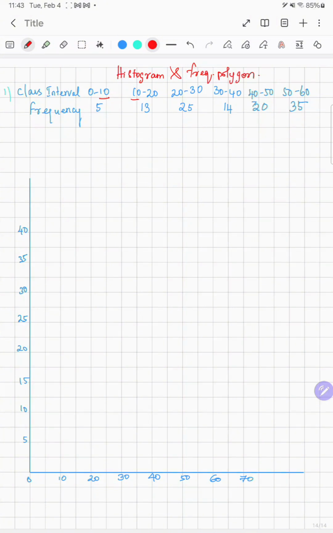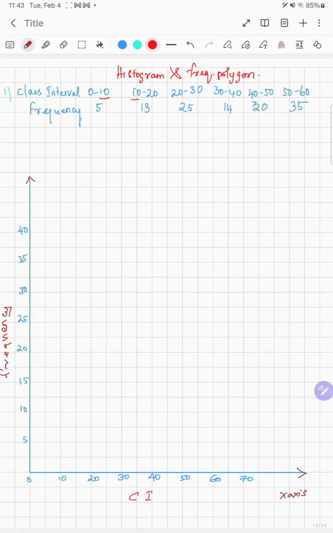So first, drawing the frequency polygon, how will we move? 0 to 10, it's 5. Here is 5. I will draw a line. Before going into this, we will mark the x-axis. This is class interval, and the y-axis is the frequency.